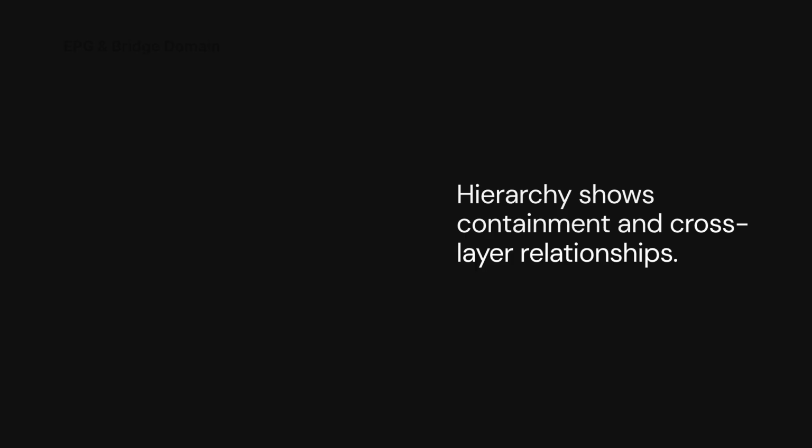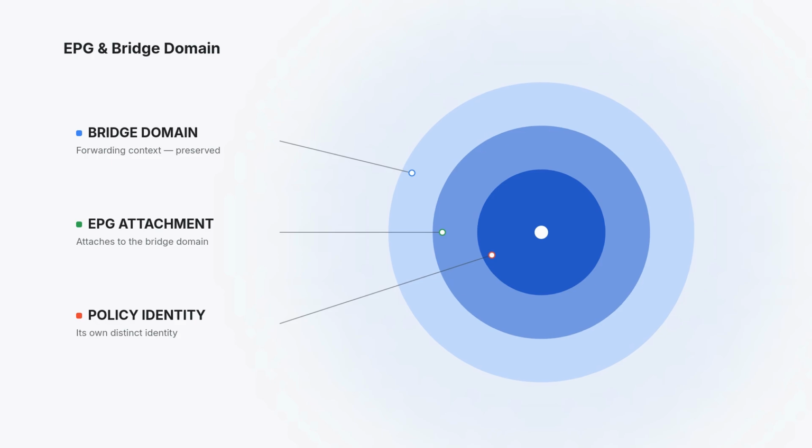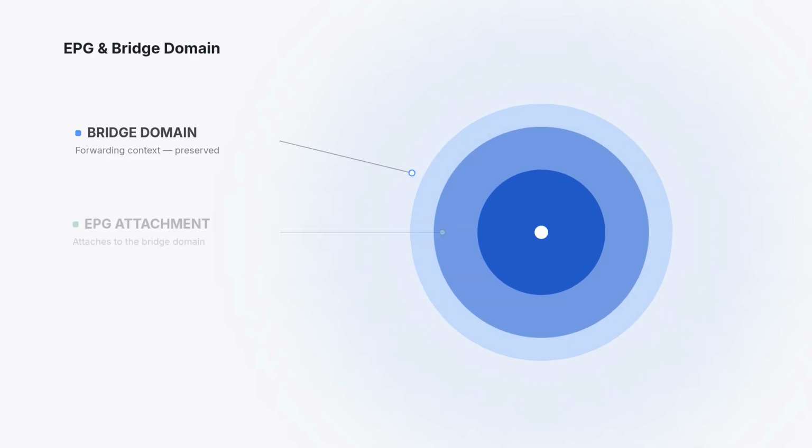Here's the subtle but essential part. The hierarchy shows containment, but the design also depends on relationships across those layers. An EPG does not replace the bridge domain. It attaches to that forwarding context while carrying its own policy identity.